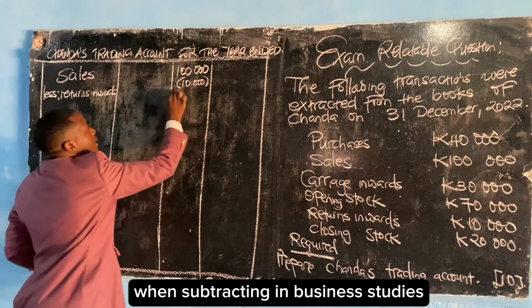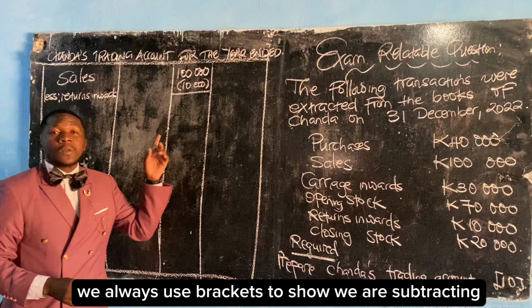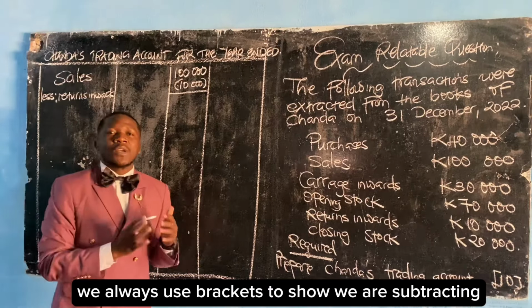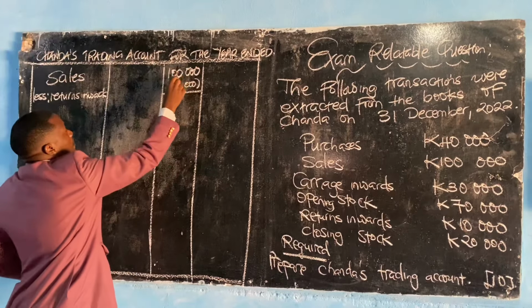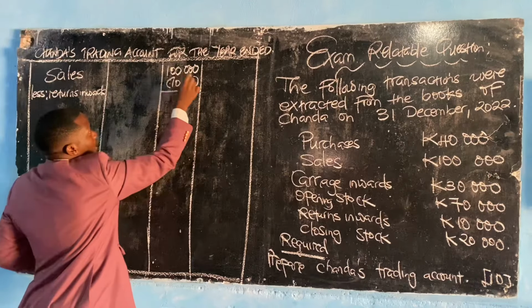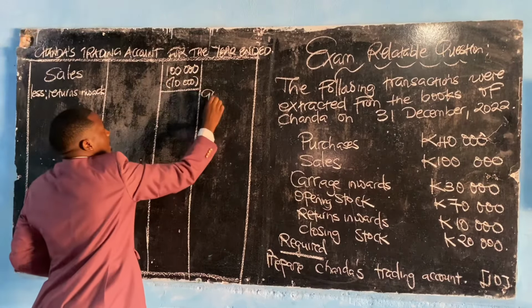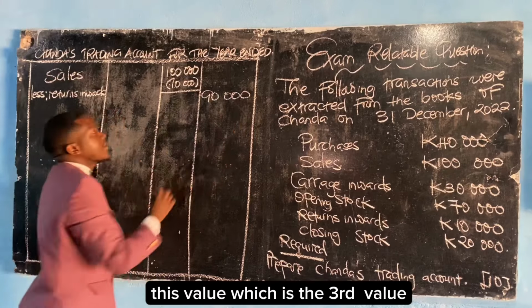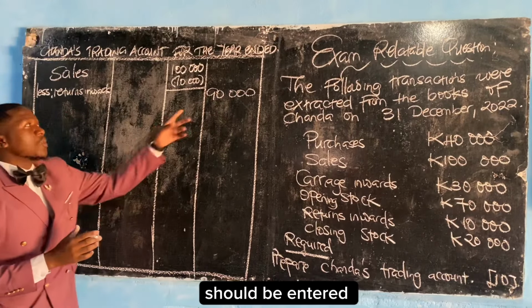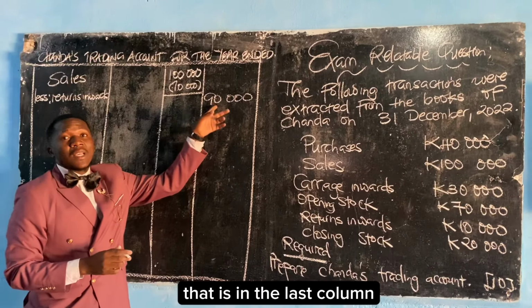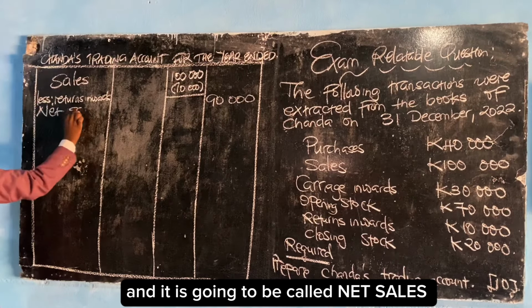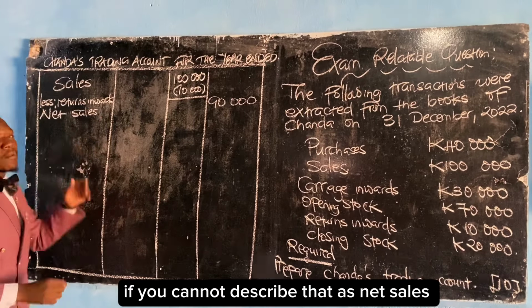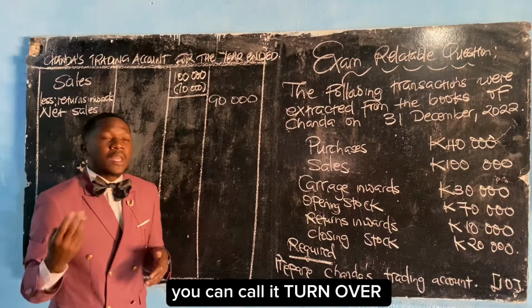When subtracting in business studies, we always use brackets to show we are subtracting a certain figure from a certain amount. When we say 100,000 minus 10,000 is giving us 90,000. This value, which is the third value, should be entered in the last column, and it is going to be called net sales. If you cannot describe that as net sales, you can call it turnover.